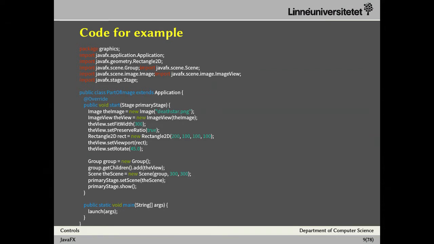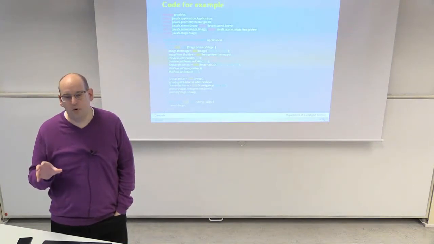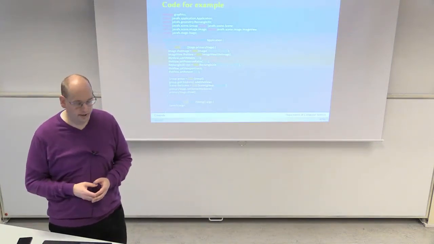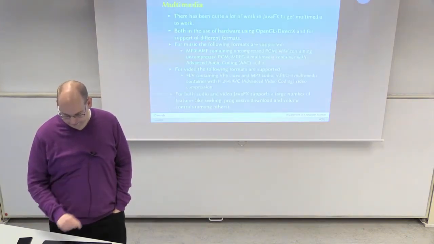The rest of the code is stuff that we've seen before. We create a group, which is merely the root layout, so to say, and we add the view, and we create this scene, and we add that to the primary stage. So this is a bit more of what you're able to do with the image view. And as I said previously, there's loads and loads more that you're able to do by looking at the ImageView API.